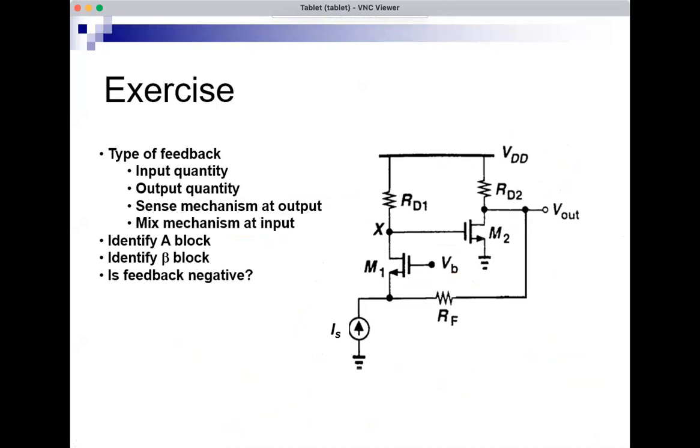Okay, so this is an amplifier, and we see here that there is feedback. There is this element RF going from the output towards the input. So there is some feedback there. So I have an amplifier, but because this RF is feeding back the output towards the input, this is a feedback amplifier, and we want to analyze it using feedback theory.